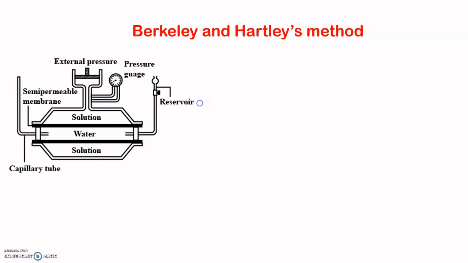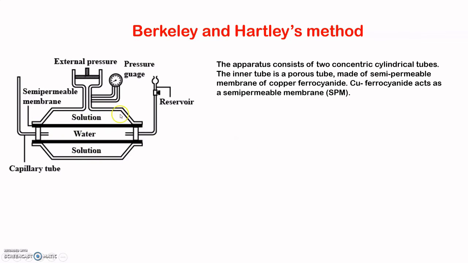Now, how do we measure osmotic pressure? That is done by Berkeley and Hartley's method. It's a very simple method and quite an interesting method also. This is the apparatus for the Berkeley-Hartley method. You find here there are two cylinders. See, this plain cylinder on which solution has been written, and inside it there is another cylinder written as water. So they are two concentric cylindrical tubes.